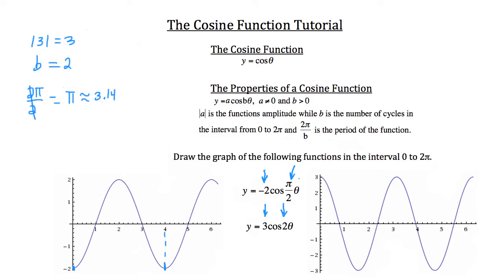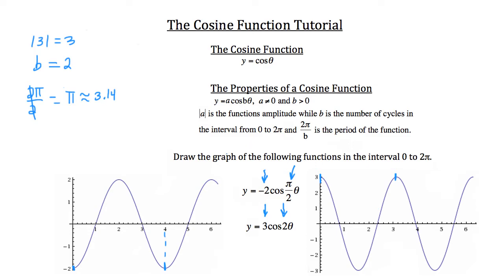Now take a look at one cycle. That's the distance from this peak to this peak. Remember, it's just one trip of repeating y values. So that's this whole distance right here. And you'll notice our b value is 2 for this function. So in the interval from 0 to 2 pi, that cycle occurs 2 times, and you can see that it does.